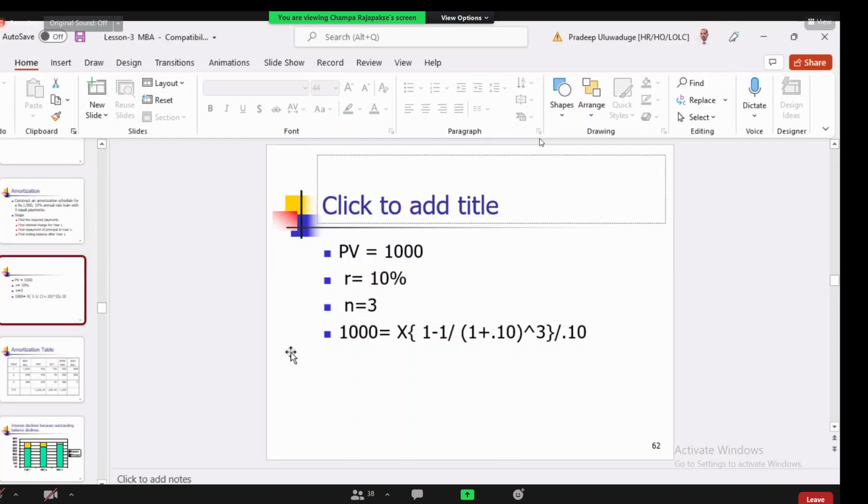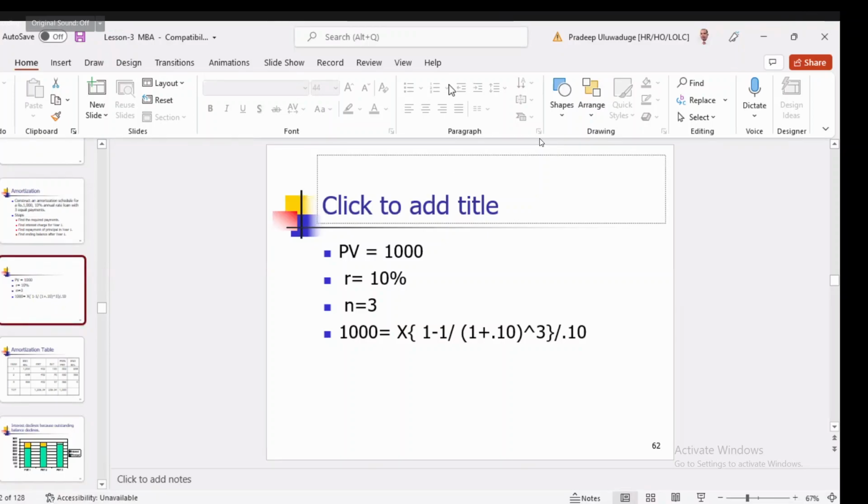We can see, right, present value of this annuity. Yes. Okay, sorry. Thank you very much.